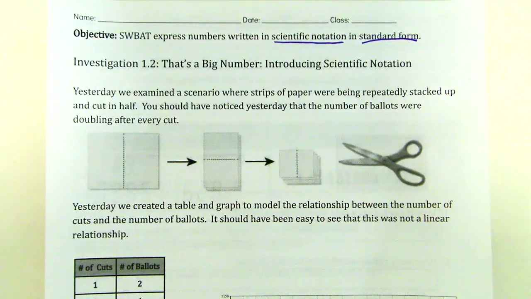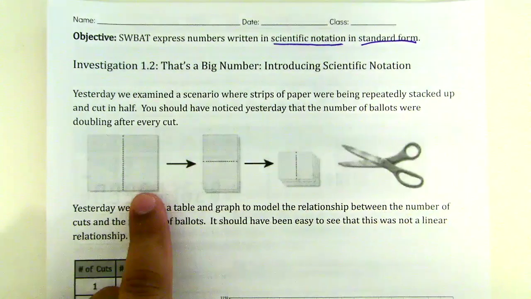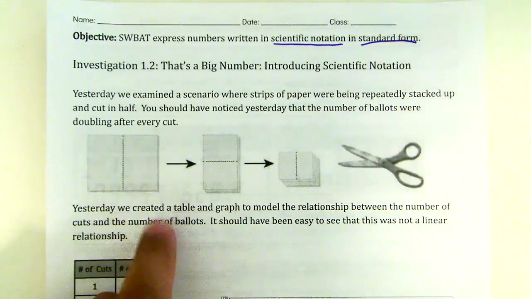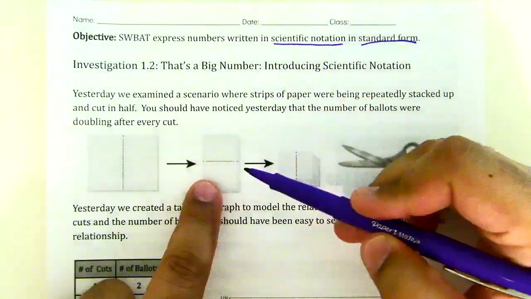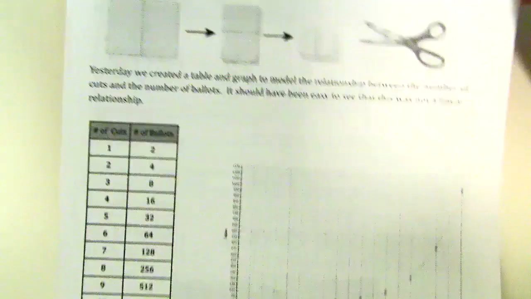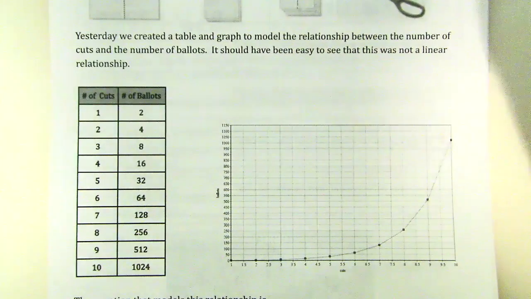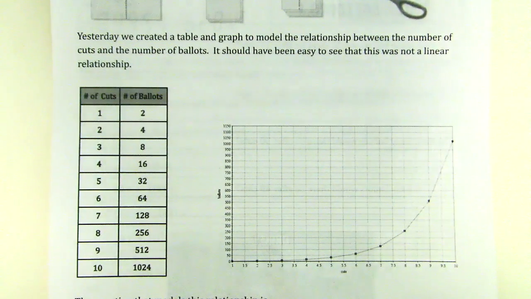So if you remember yesterday, we were talking about cutting up pieces of paper, making ballots, right? If you were paying attention and you did it correctly, you should actually notice that every time we cut the paper in half, the amount of ballots doubled, all right? And you yesterday should have made two things. One, a table, two, a graph to represent that relationship, right?